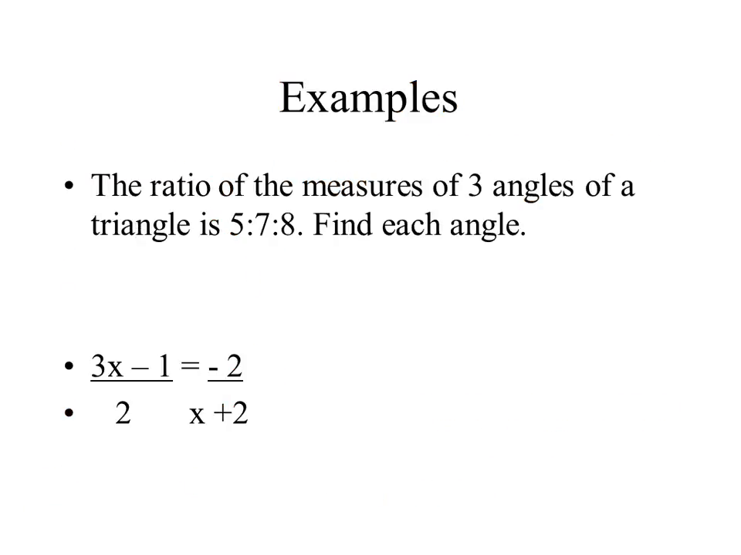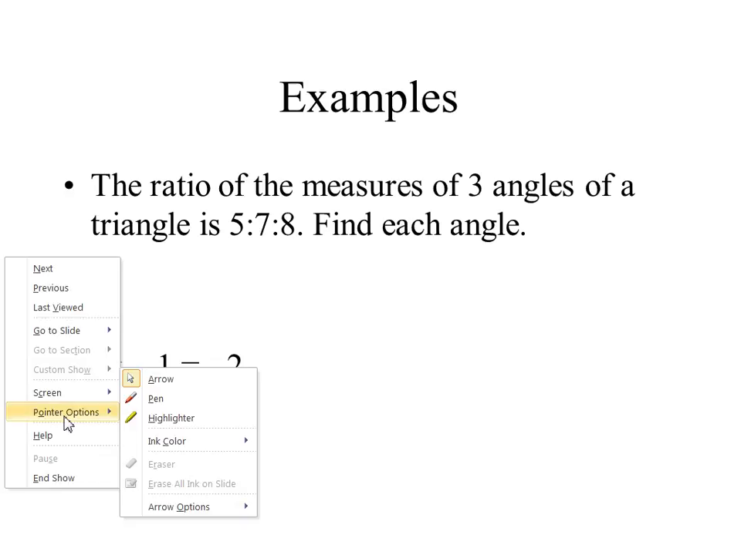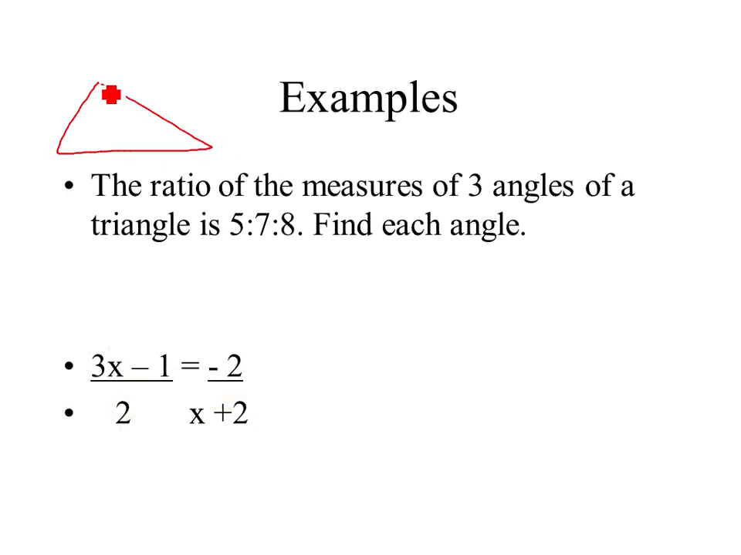All right, write down the top one first. Don't worry about the bottom one yet, just write down the top one. The ratio of the measures of the three angles of a triangle are 5, 7 to 8. Does that mean I can make this angle right here 5? No, you get 5x. What's this angle going to be? 7x. 7x and this angle?